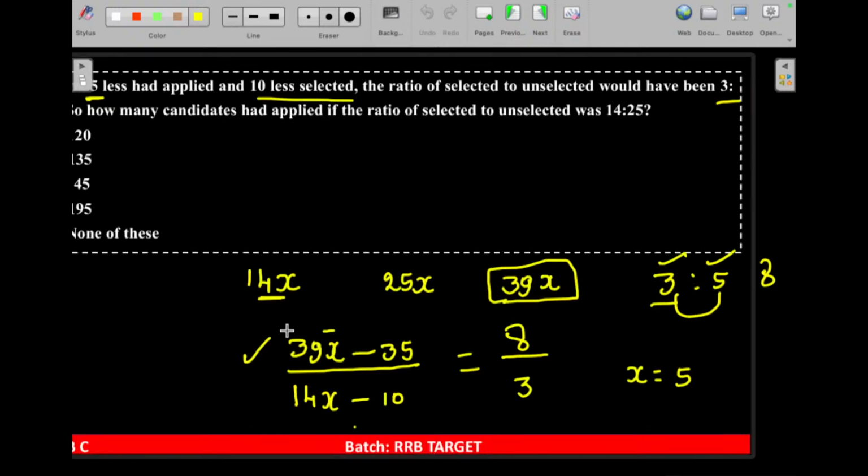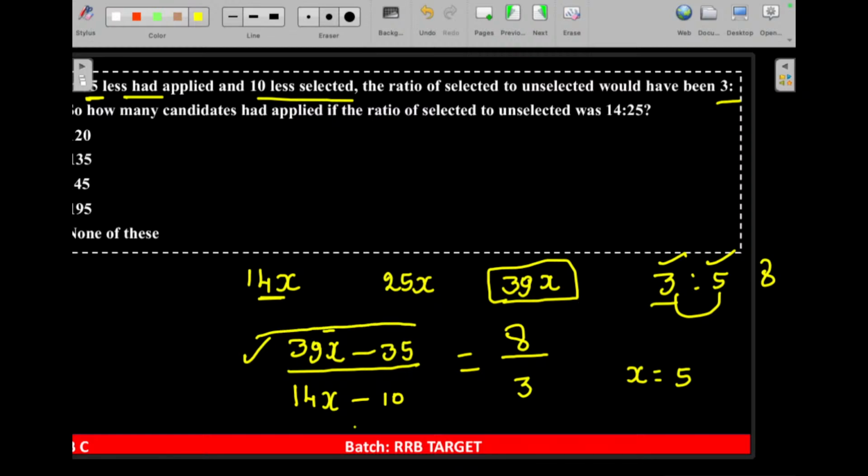39x is the total. In that, 35 less applied. That's why minus. Initially 39x members applied. Now 35 students are less applied. Instead of 39x, now 35 students have not applied. Why do you take 8? It's the total number of 3:5.